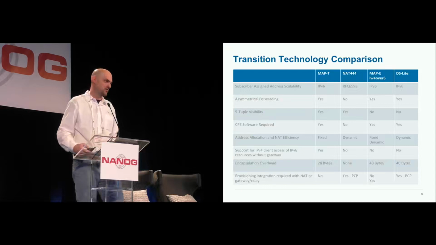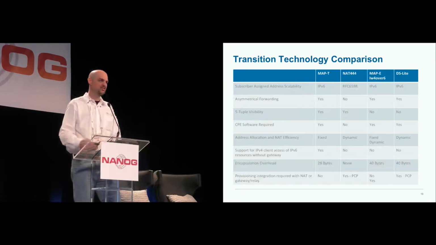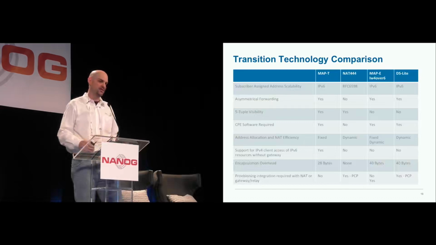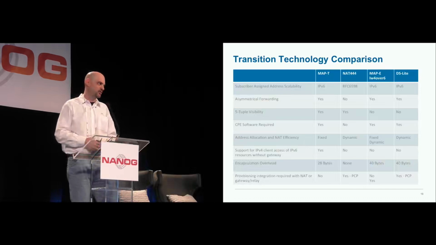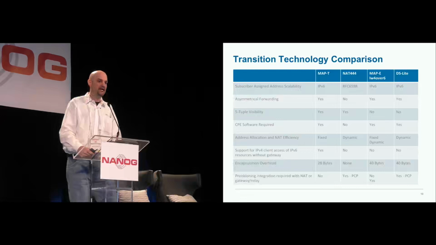Address allocation and NAT efficiency. This is one of the weaknesses of MAP. MAP pre-allocates its address space, its NAT address space. It's not as flexible in terms of where you utilize your public address space and how you can distribute that address space across your footprint. It's sort of fixed. So the stateful technologies have an advantage there. Lightweight 4over6 has additional flexibility from that perspective, but it does come at a cost, which I'll discuss in a moment.